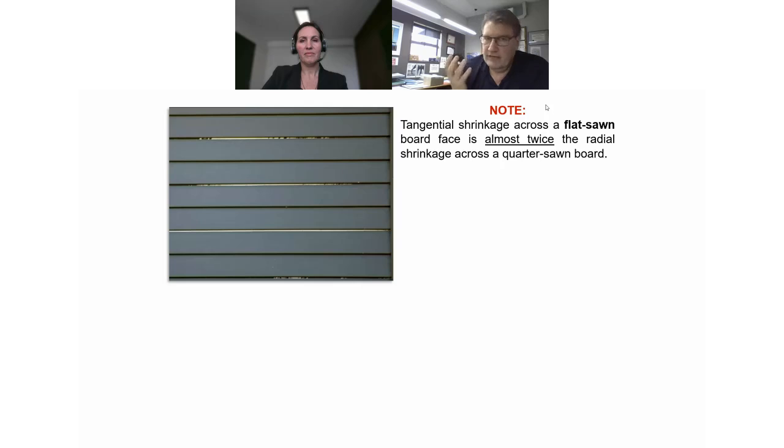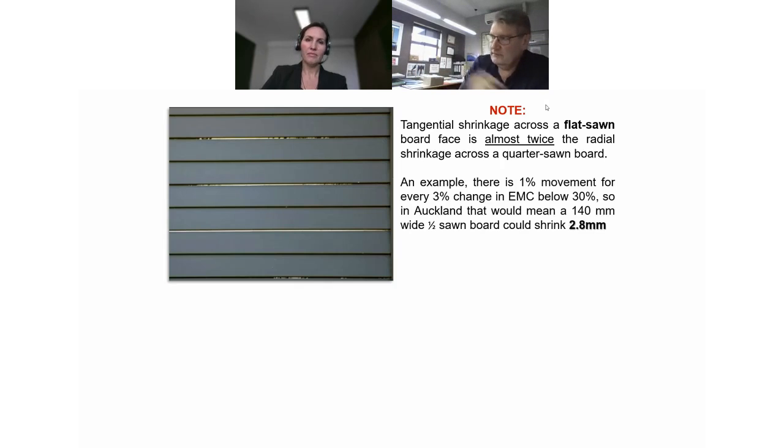So it just dries it out faster than its normal movement. That would have happened in the middle of summer, but it's dried it out more so than normal equilibrium moisture contents. And of course, it moved like crazy. In this case, as an example, there's a 1% movement for every 3% change in moisture content below 30%. So say this was actually in Wellington, but just as an example, if it was in Auckland, that would mean a 140 millimeter wide board would shrink 2.8 millimeters.